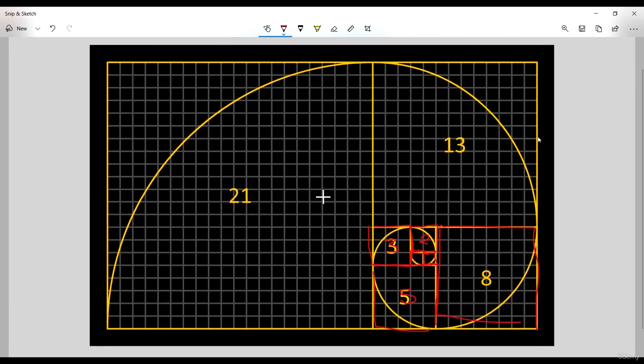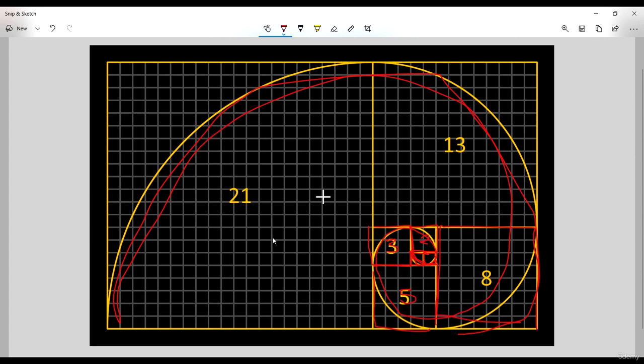Just depending on how big your grid chart can take. So here is 13, here is 21. If the space was enough, we would just keep going and going. And then what they did is they connected this spiral drawing from one edge to the other, from one edge of the square shape to the other. So as you can see, this is what they did to get the Fibonacci spiral chart.